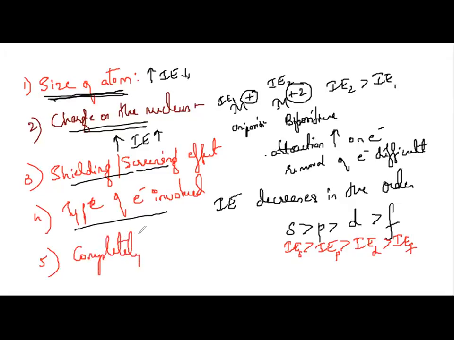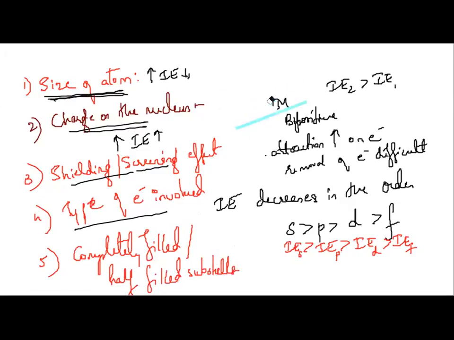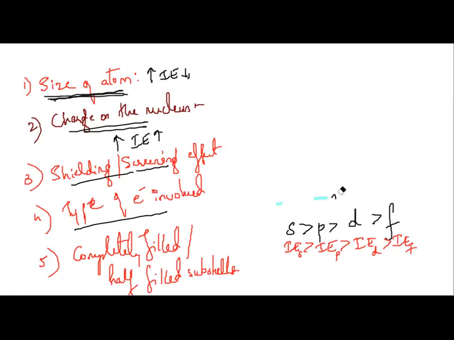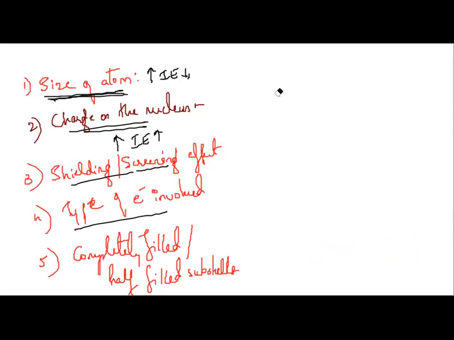And the last one is completely filled or half filled subshells. We know that extra stability accounts for completely filled or half filled subshells. So if you have completely filled or half filled subshells, the ionization energy will be very high. The best example to quote here is to take the elements nitrogen and oxygen and see how they are present in the periodic table. Nitrogen is here, oxygen is here.